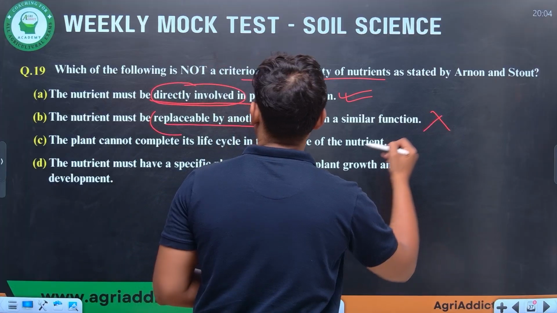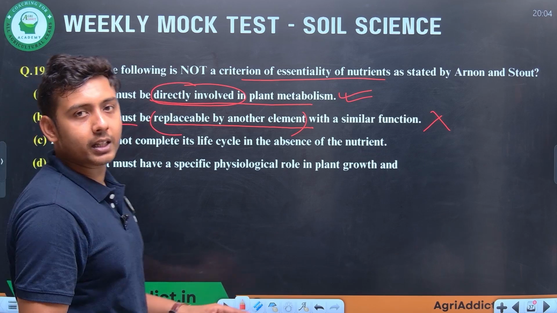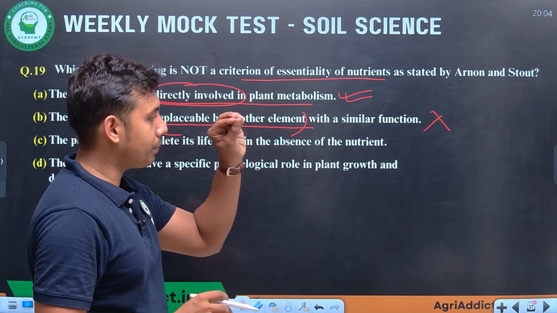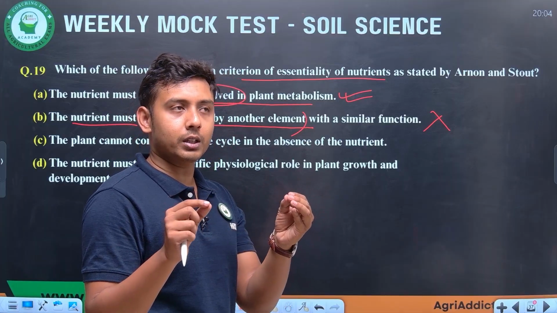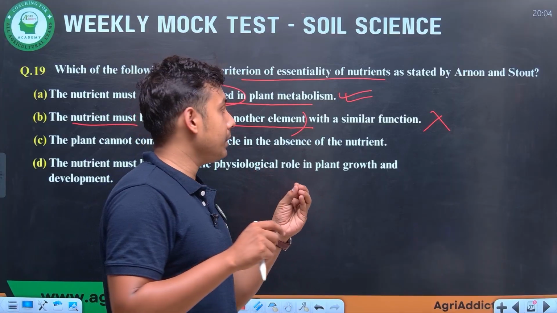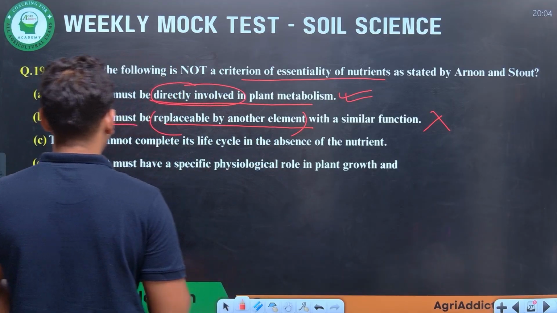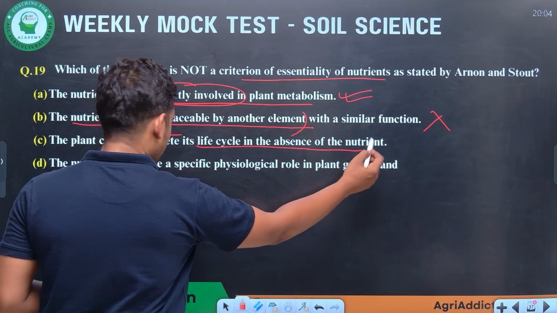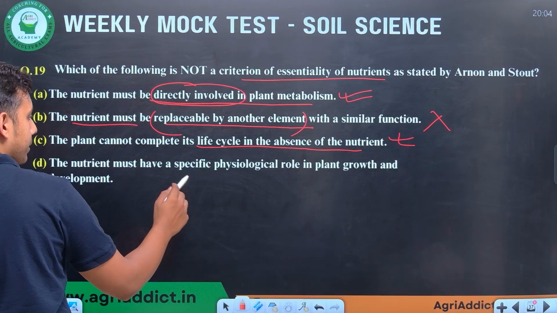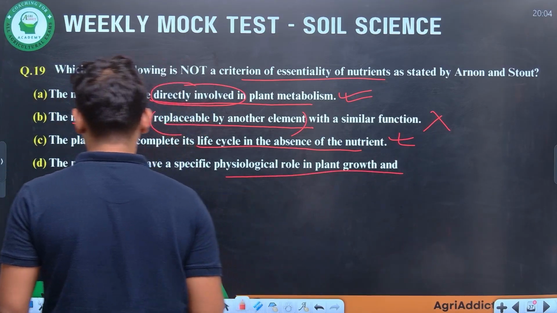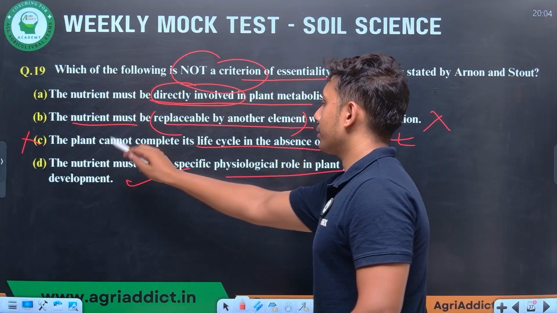Actually, the criterion is that this particular nutrient cannot be replaced by any other nutrient. The function can be recovered or matched only with that nutrient, not replaced with another element. The plant cannot complete its life cycle in absence of the nutrient. This is also correct. And the nutrient must have a specific physiological role in plant growth. This is also correct. So option C will be false, which is not a criterion. Option C will be the answer.